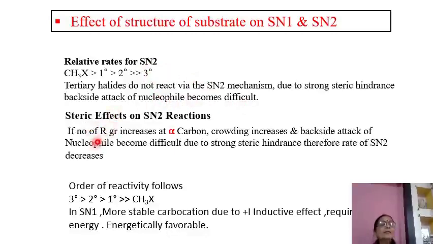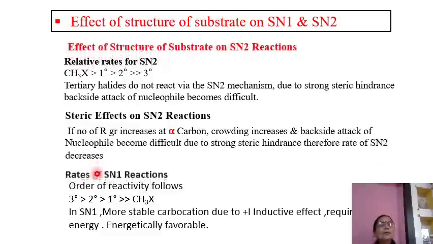Steric effects, as I told you: if the number of R groups attached to the carbon increases, instead of hydrogen, if more R groups are there at the alpha carbon, then crowding will increase. If crowding increases, then backside attack of the nucleophile becomes difficult due to the strong steric hindrance, and therefore the rate of SN2 decreases. If the number of R groups increases at the alpha carbon, due to the steric hindrance problem, backside attack becomes difficult and the rate of SN2 decreases. In case of the SN1 mechanism, whenever we are considering it, the order of reactivity is as follows.